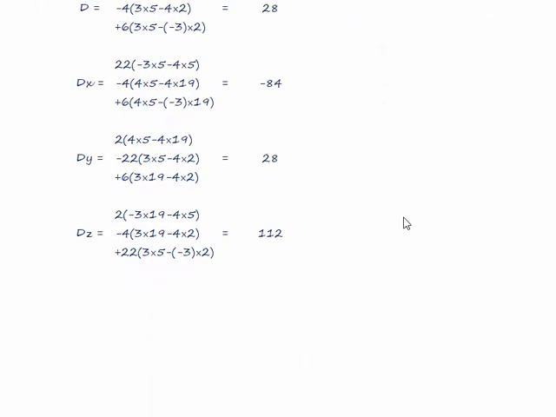Now to find x, we divide dx, which is -84, by d, which is 28, giving us an x value of -3. To find y, we divide dy by d, which gives us 1, and z is equal to dz divided by d, giving us a value of 4. So that's the answer to part A.